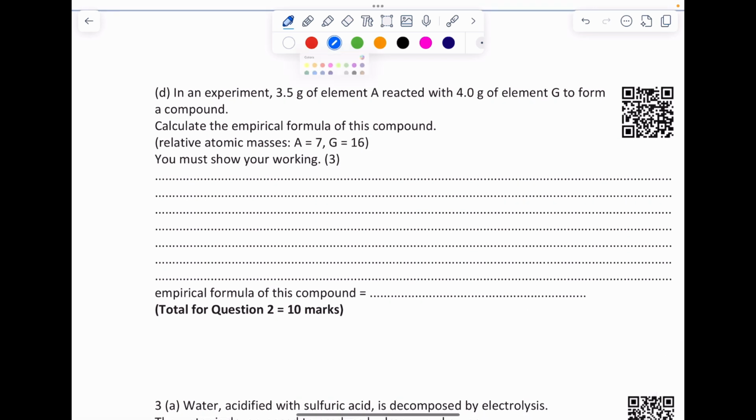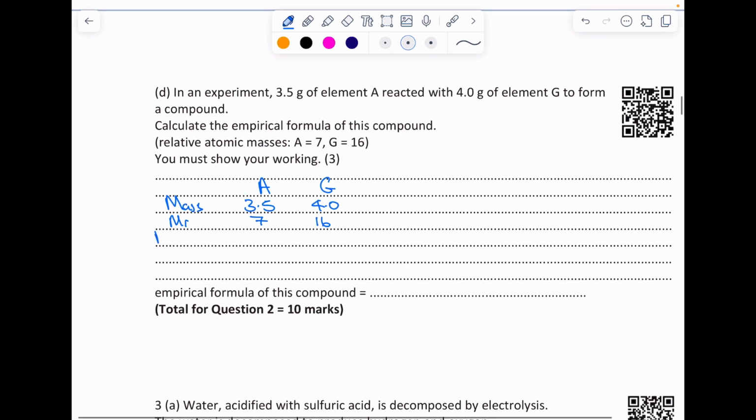It says here, let me just change the thickness of my pen for you, make it a little bit easier. It says here to calculate the empirical formula, and we've got 2. So here I'm going to put down A, and then I've got G. The first thing we're going to do is put down the mass, and we've got 3.5 grams of this and 4 grams of G. We then write down the MR, or the atomic mass. In this case, A is 7 and G is 16.